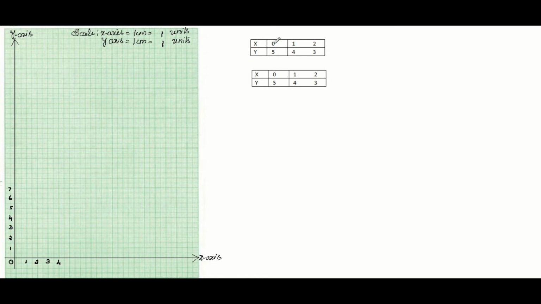The first point is (0, 5). For x-axis 0, y-axis is 5. So this is the point (0, 5). Next is (1, 4). For x-axis 1, y-axis is 4. Okay. So this is (1, 4). Next is (2, 3). For x-axis 2, y-axis is 3. Okay. So we need to draw a straight line here. Please use scale and pencil. Okay, so this is the graph.